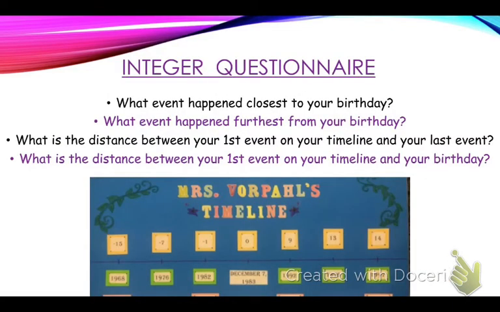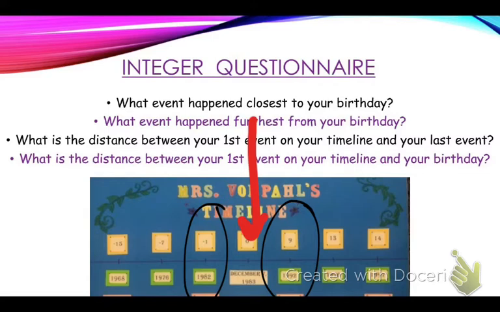Let me talk to you about the integer questionnaire, and I'd like to talk to you about it using my example of what my timeline is. The first question it's going to ask you is, what event happened closest to your birthday? So this right here in the middle is when my birthday happened. There is something that happened right before it and something that happened right after it. Okay, the -1 says my parents moved to Germany, and the +9 says I broke my arm when roller skating. Which one of those is closer to my birthday, class?